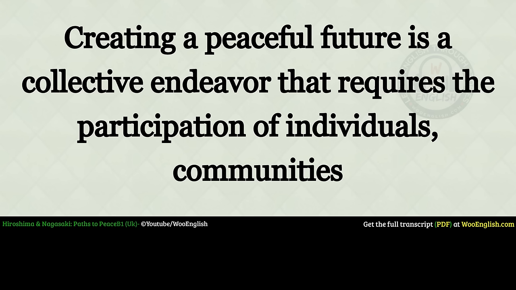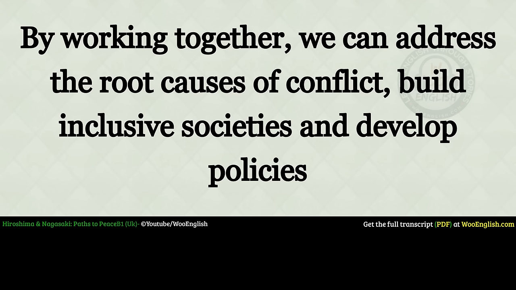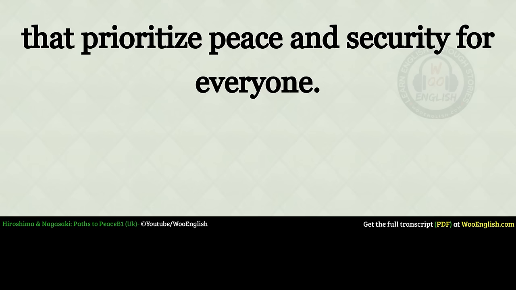Working together for peace. Creating a peaceful future is a collective endeavor that requires the participation of individuals, communities, and nations. It calls for a commitment to dialogue, cooperation, and mutual respect. By working together, we can address the root causes of conflict, build inclusive societies, and develop policies that prioritize peace and security for everyone.